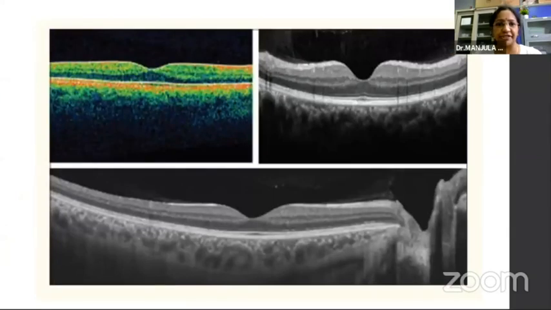These are three different pictures showing the different OCTs from different machines. As you see, the only drawback in time domain is the differentiation between the ISOS and the RPE, which is very difficult, whereas in spectral domain and swept source, it is easily identified.